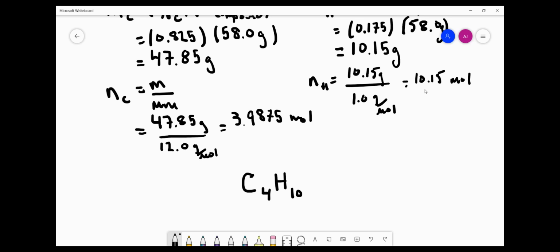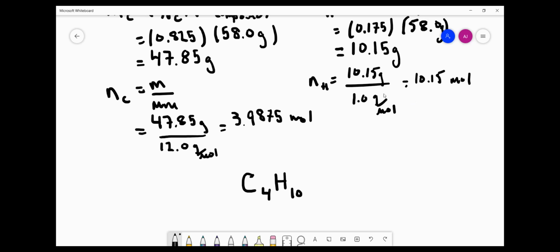So a key check here is that if you do these calculations and the mole values you get for the elements are not close to whole numbers, that tells you that you made a mistake somewhere, because these should be very close to whole numbers that you can just round and say 3.9875 is approximately 4 and 10.15 is approximately 10.